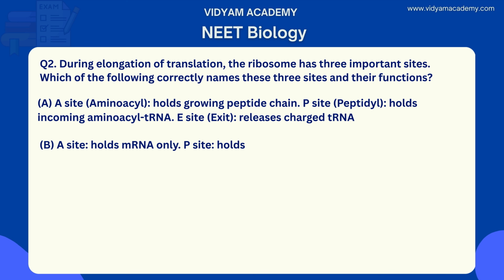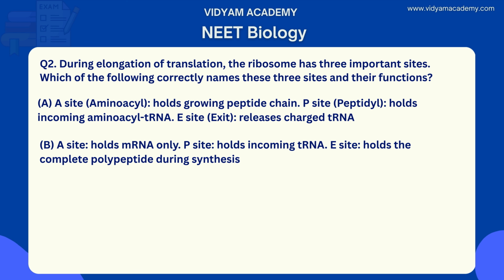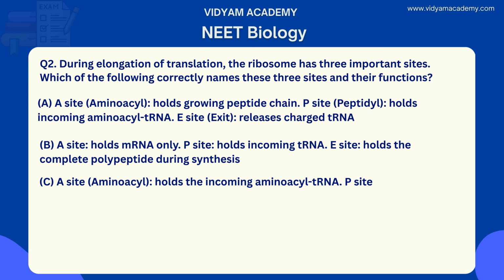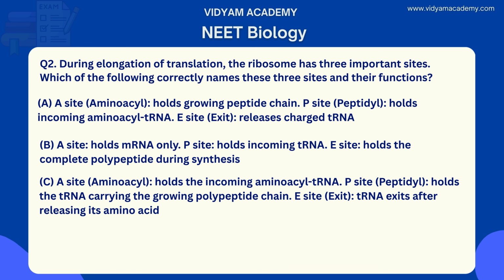Option B: A site holds mRNA only. P site holds the incoming tRNA. E site holds the complete polypeptide during synthesis. Option C: A site, aminoacyl, holds the incoming aminoacyl tRNA. P site, peptidyl, holds the tRNA carrying the growing polypeptide chain. E site, exit, the tRNA exits after releasing its amino acid.